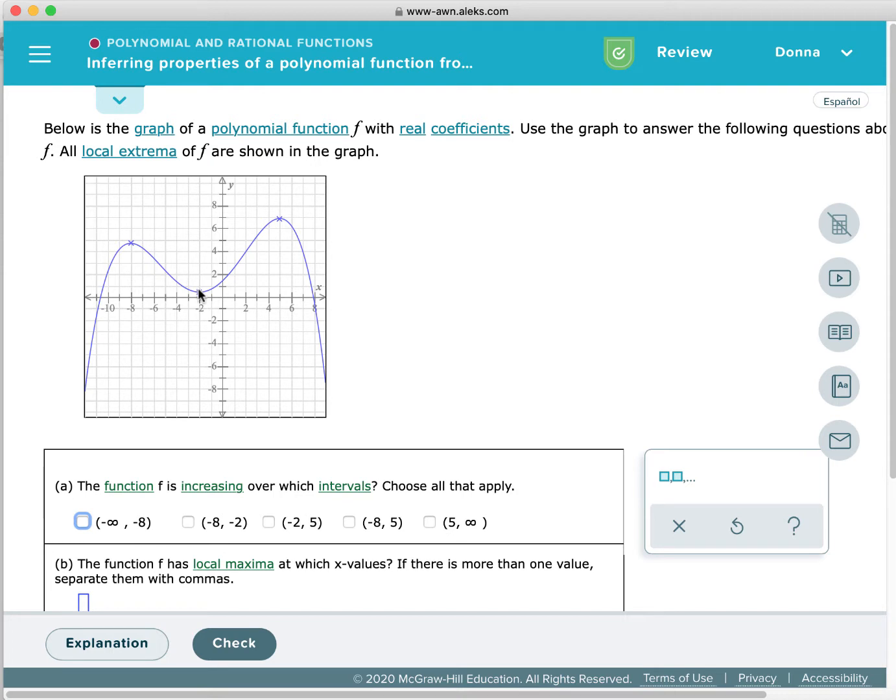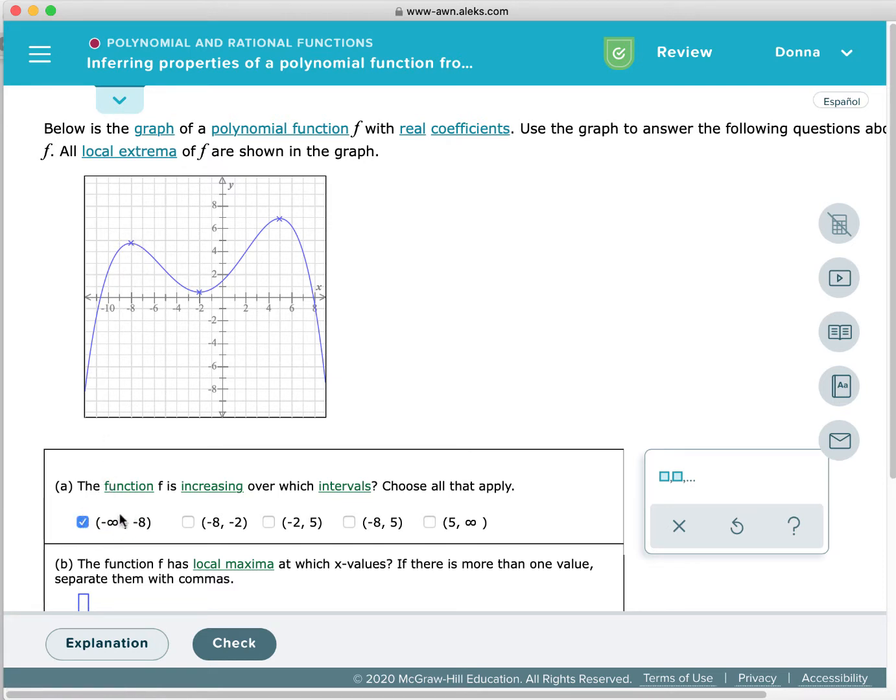And then at -2, it looks like I'm going to go back up. And then at x equal to 5, I start to go back down. So the intervals where it's increasing is where I'm going up on the roller coaster. And so we want to know the x values where that behavior is occurring. So the x values are from -infinity to -8. So from -infinity to -8, the graph is going upward. So we'll click that box.